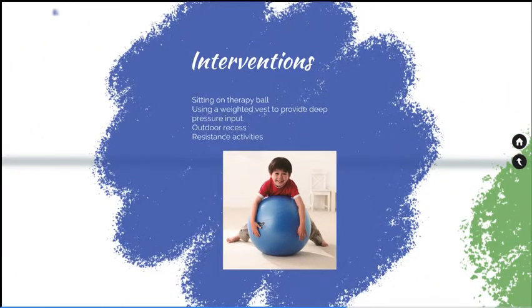Common interventions to help with these behaviors are having the child sit on therapy balls to provide vestibular and proprioceptive stimulation, which will help them attend to the task. Deep pressure provides a physically calming sensation. To provide deep pressure input, the teacher can use a weighted vest or blanket, which will help the child who is easily distracted by decreasing hyperactivity.